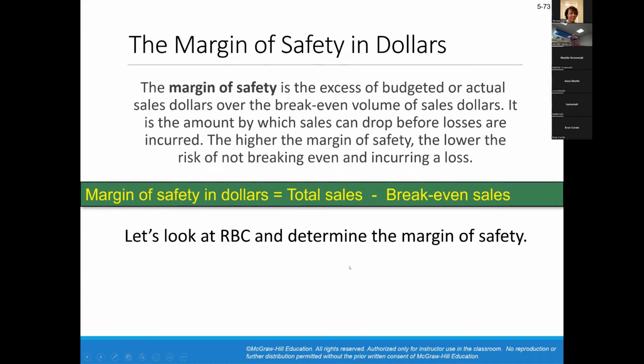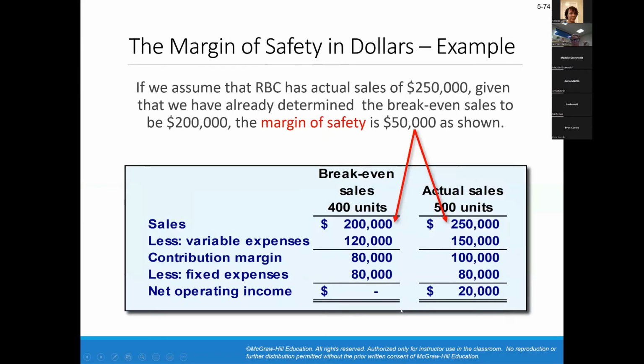All right, so we have our margin of safety equals total sales less break-even sales. Okay, so we're going to look at what is our total sales and what are our break-even sales, and that difference is our margin of safety. All right, so we're going back to our example, the break-even of 400 units, the bicycles that we calculated out. Remember, we took the 80,000 and divided by that 200, which was our contribution margin, and that gave us 400 units. So that's how we knew 400 units was our break-even point. That's going to cover the 80,000.